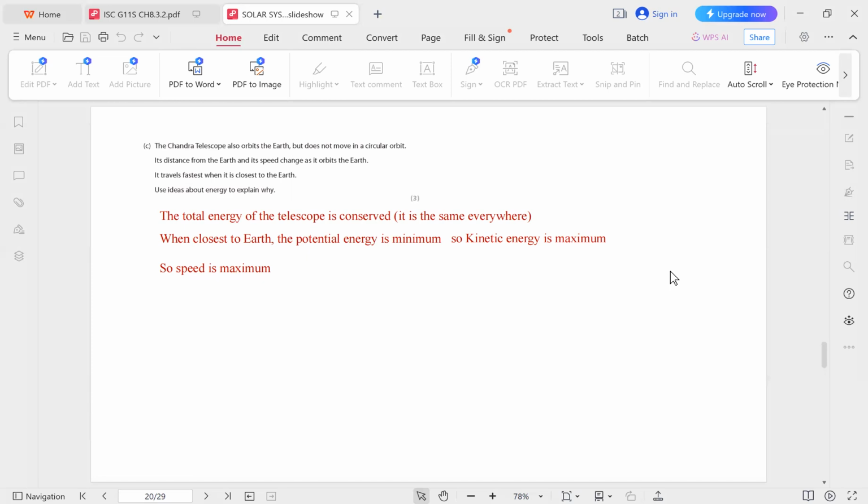Because the total energy is conserved and it is the same everywhere, when closest to Earth, the potential energy is minimum and kinetic energy is maximum. Therefore, the speed is maximum.